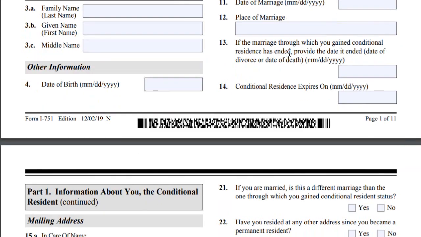Effect of not filing: if this petition is not filed, you will automatically lose your permanent residence status 2 years from the date on which you were granted conditional status. You will then become removable from the United States. Or like we say, deported.